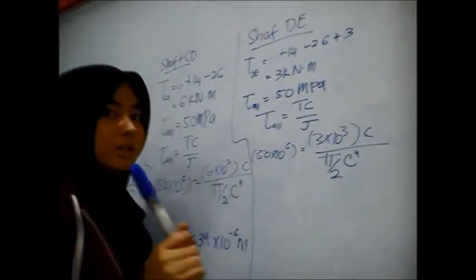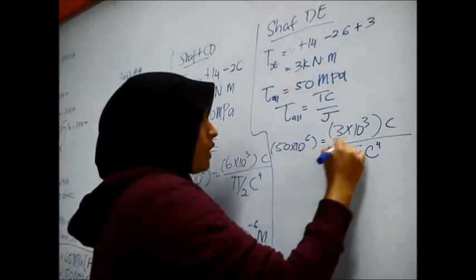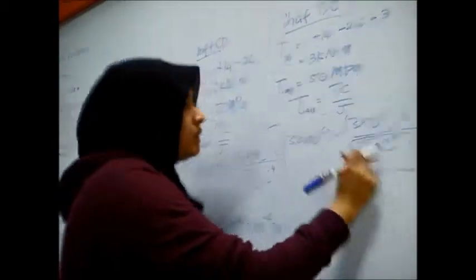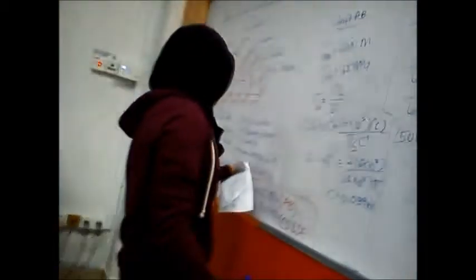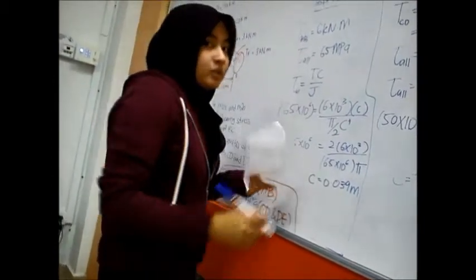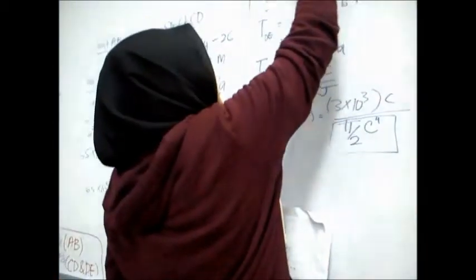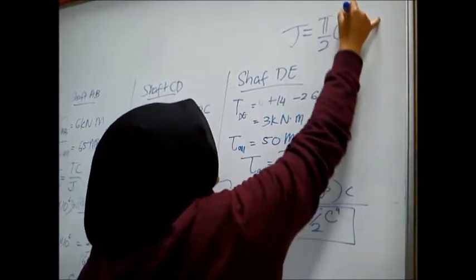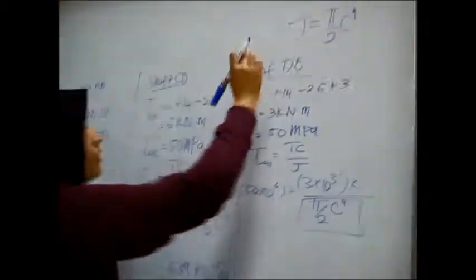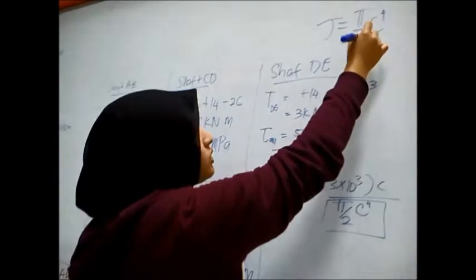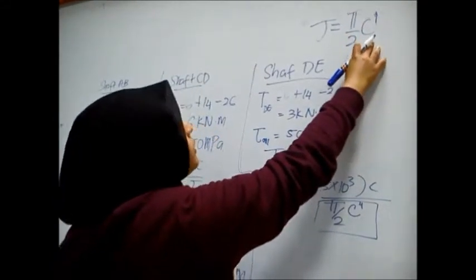I would like to mention why we use pi over 2 times C^4 here: it is stated that shaft AB, BC, CD, and DE is a solid circular shaft. So the formula for a solid circular shaft applies. The polar moment of inertia for a solid circular shaft is pi over 2 times C to the power of 4.